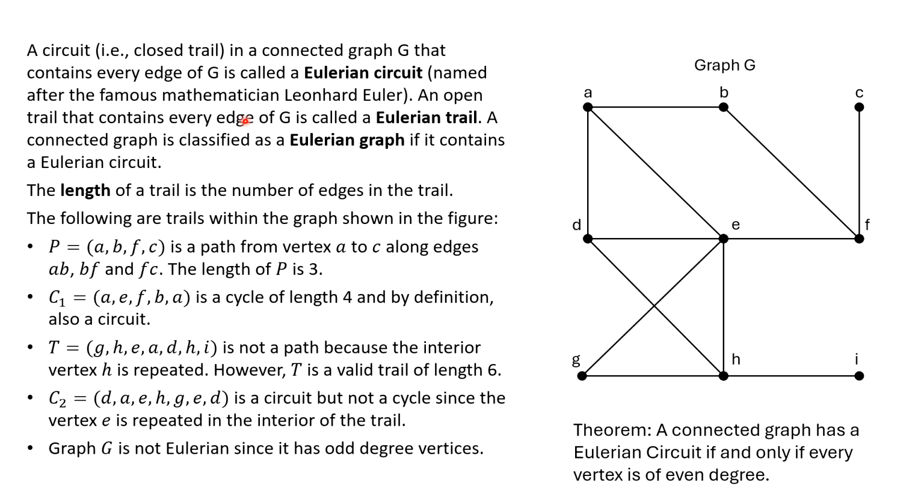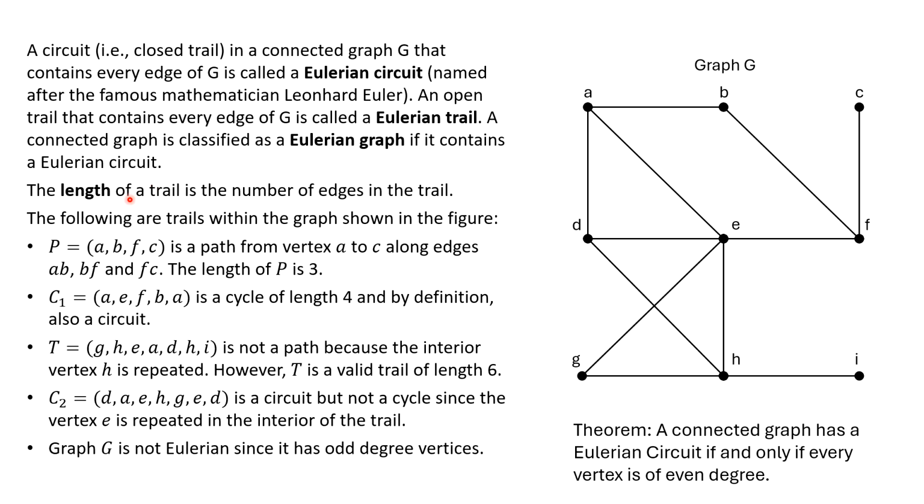We have a few more definitions on this slide. We talked about these in the lesson on examples a few lessons back, but I want to go over them again just to get all our definitions together in one place. So a circuit, i.e. a closed trail, as we discussed in the previous slide, in a connected graph G that contains every edge of G is called an Eulerian circuit, named after the famous mathematician Leonhard Euler. An open trail that contains every edge of G is called an Eulerian trail. A connected graph is classified as an Eulerian graph if it contains an Eulerian circuit.